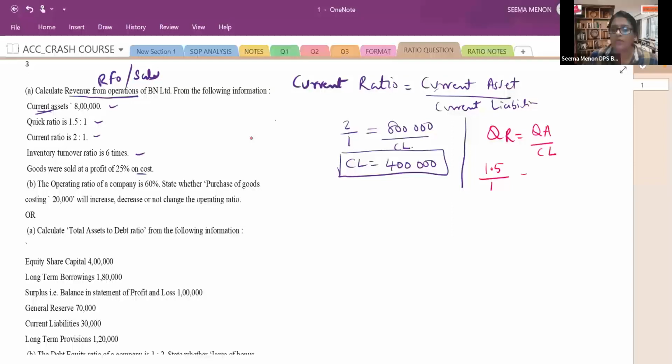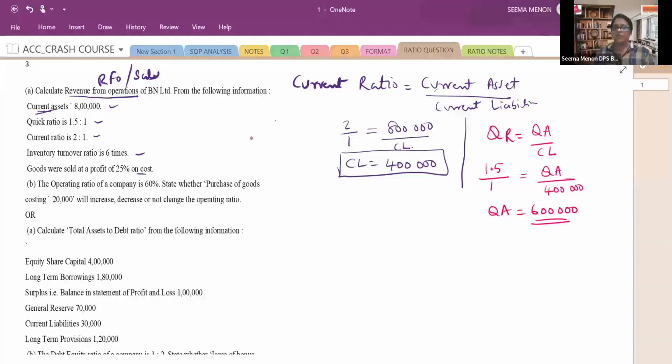Then after that, quick asset is not given, but we have found out current liabilities. How much? 4 lakh. Simply put the value. So here we get quick asset is equal to 4 lakh into 1.5. Once you solve this, you will get how much? You will get 6 lakh rupees. I hope this is correct. You are able to understand. Right?